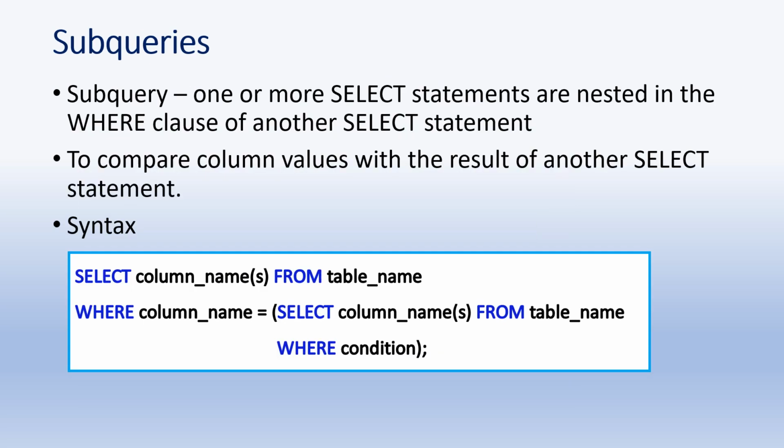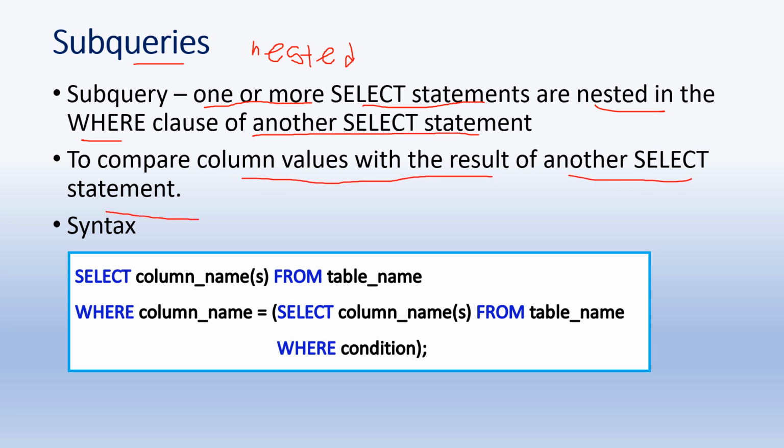So, subqueries. A subquery is like a query inside another query. It is like a select statement and an inside select statement. It is also known as a nested query. It has one or more select statements nested in the where clause of another select statement. So it is used to compare values with the result of another select statement. So select column name from table and where.